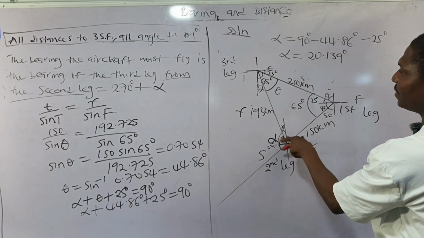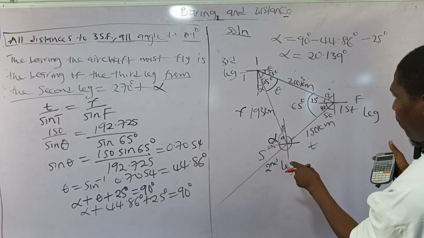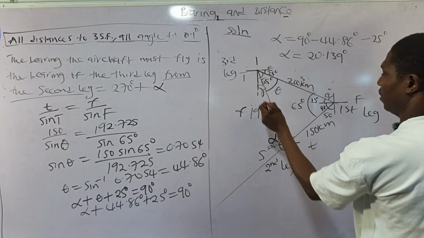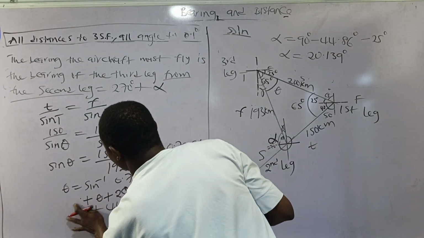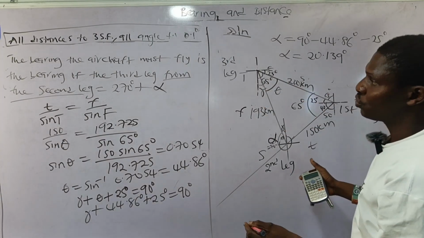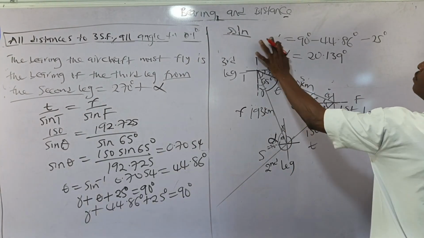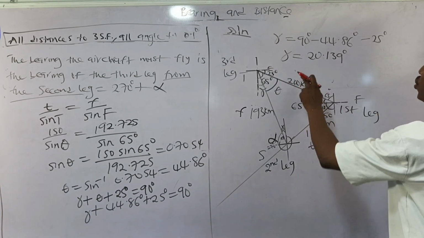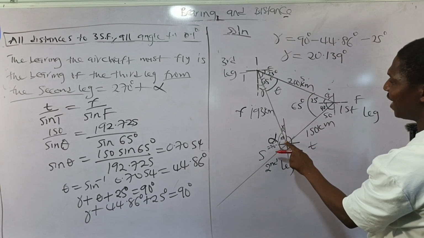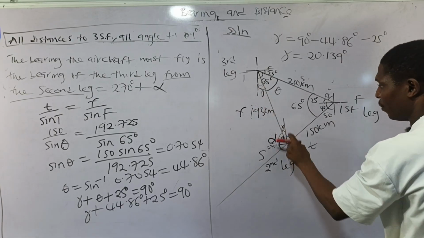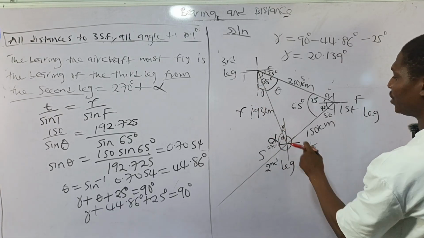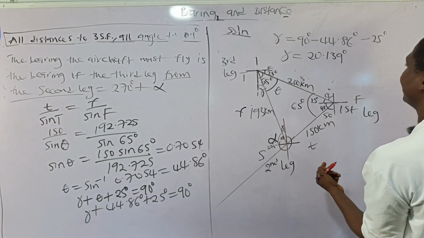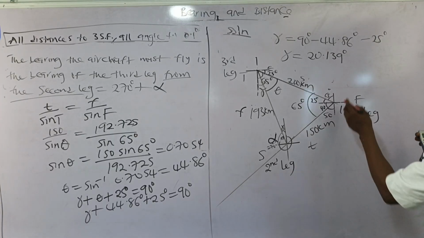But remember, alpha here and alpha here, they are the same. Let this be phi, please, so it won't confuse you. So phi now is 20.139 degrees. But phi is equal to phi, like I told you. This forms a Z, so phi equals phi. And phi plus alpha should be equal to 90 degrees. You can see it, the angle between north and west.